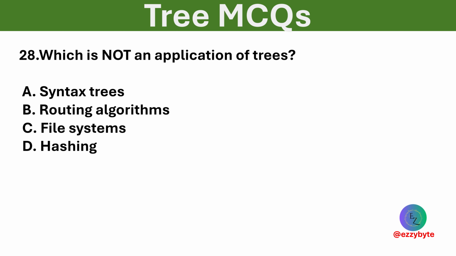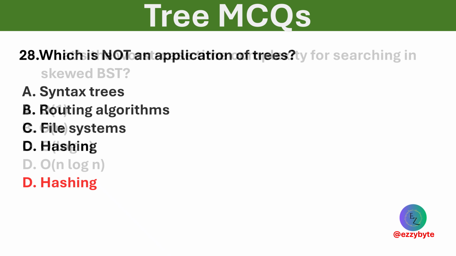Which is not an application of trees? Options are syntax trees, routing algorithm, file system, and hashing. Option D is correct. Hashing doesn't use a tree structure.